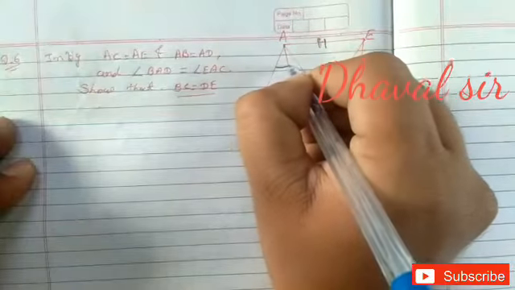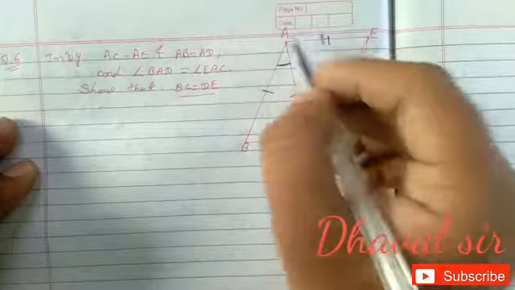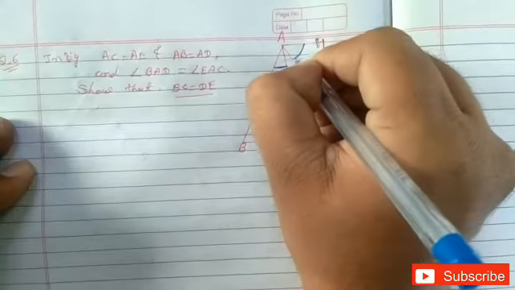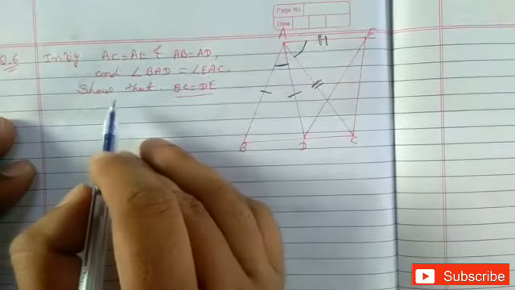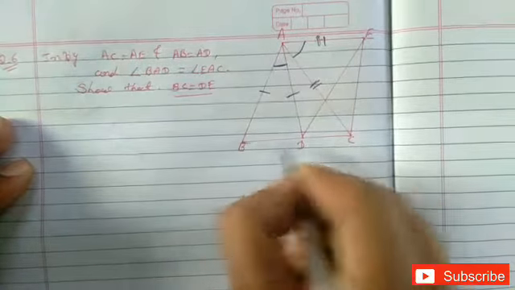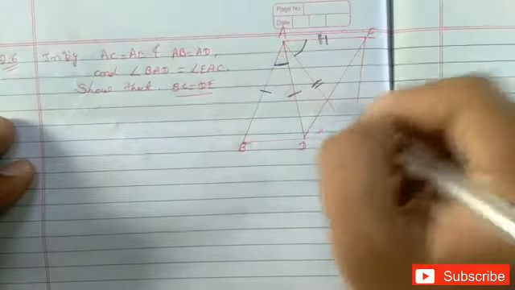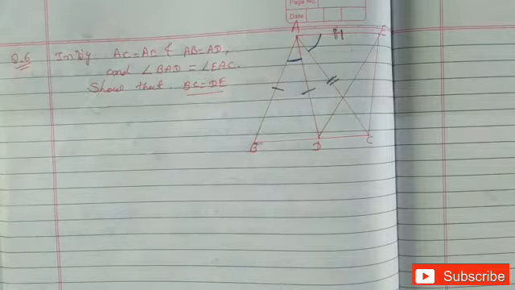that means this, okay, and EAC, this one, both are equal. Then we need to show that BC, this BC and DE both are equal. So how can we solve this?